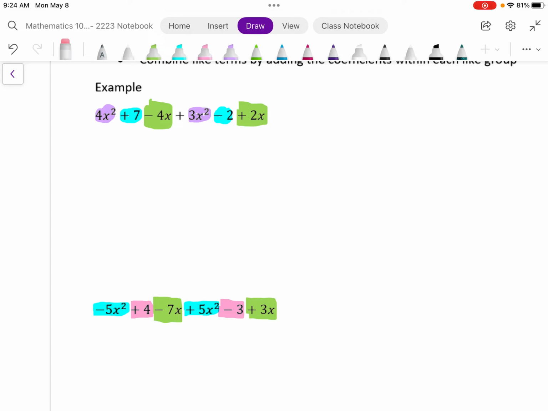So I'm just going to take an eraser to all of this, and we're going to start from scratch, shall we? So, example: 4x squared plus 7 minus 4x plus 3x squared minus 2 plus 2x. Well, that's a mouthful, but first thing I'm going to do is highlight 4x squared, the term that is on the most left. I'm going to look at the rest of my polynomial.